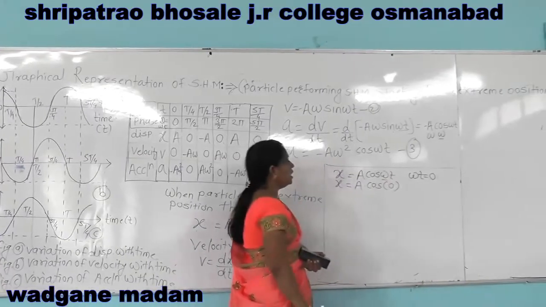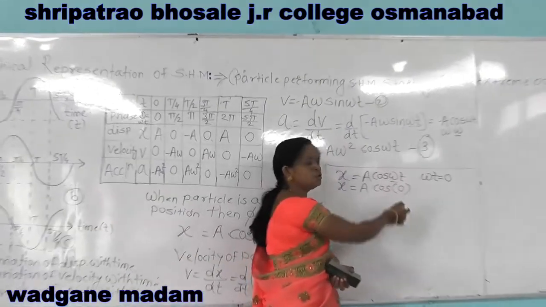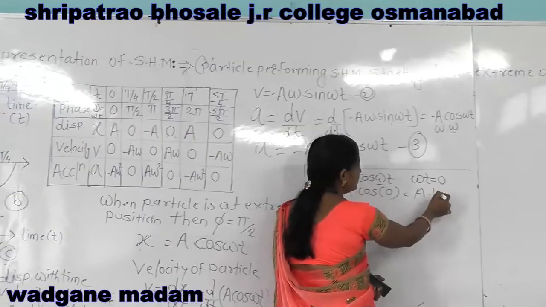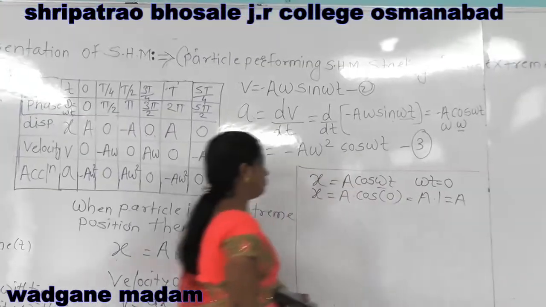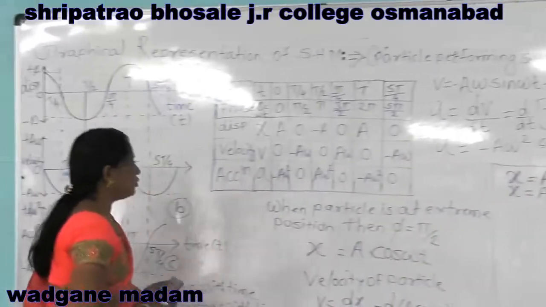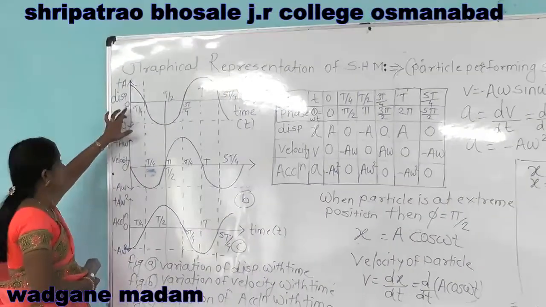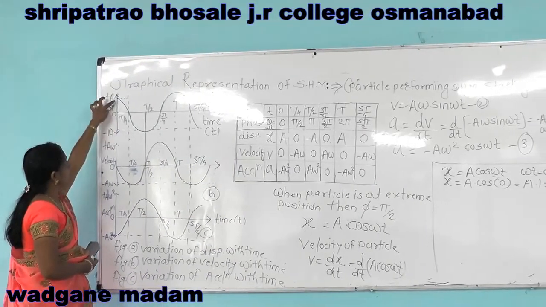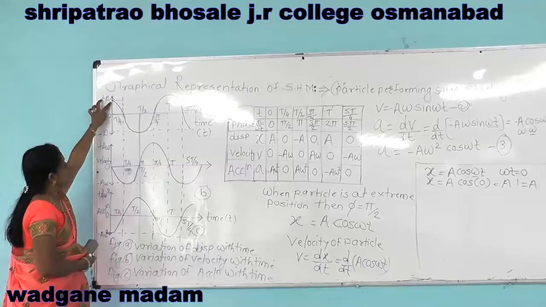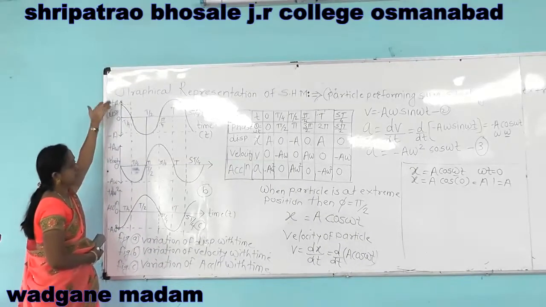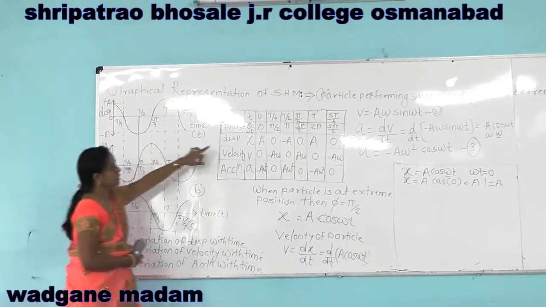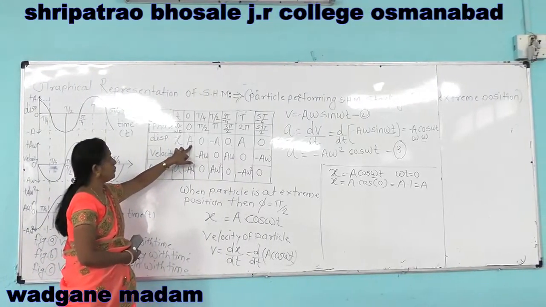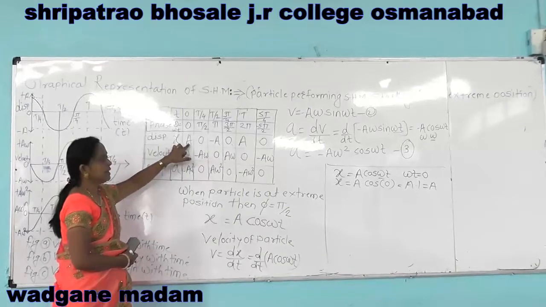The value of omega t is equal to 0, therefore cos 0 is equal to 1, so we get a into 1, which is a. Therefore the displacement of the particle at time t equal to 0 is at the maximum position, so we can write x at time 0, displacement is a.